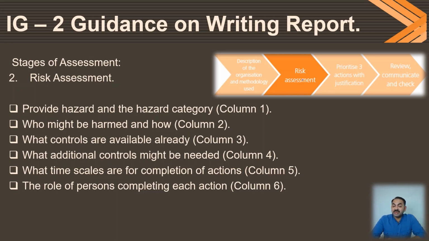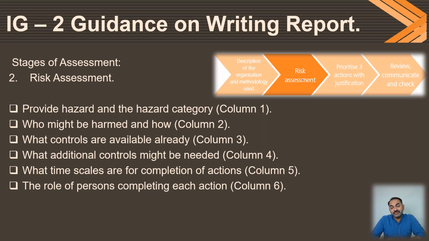If you look at the third column, what controls are available already? Here you need to define all of those controls which are already taken by the organization, which you observed at site and which are already present. For example, you might have seen some barricades in the area, or some basic control signboards already there, but you think these are not enough.